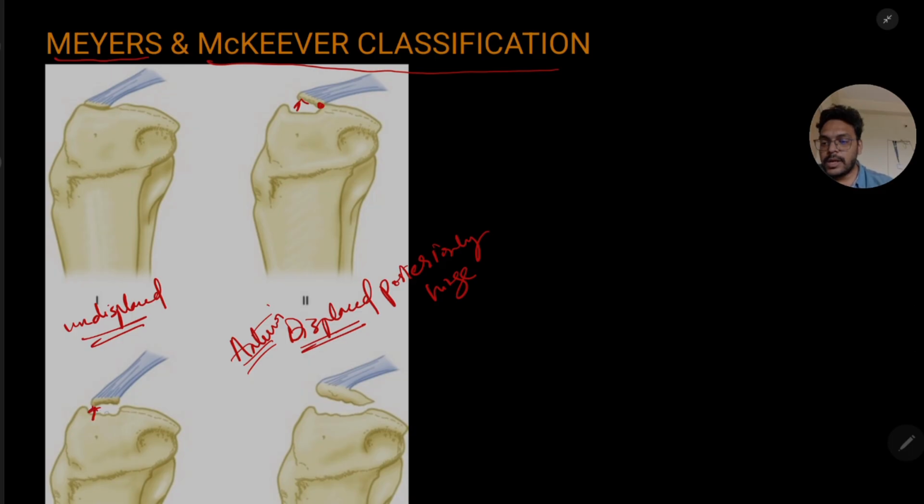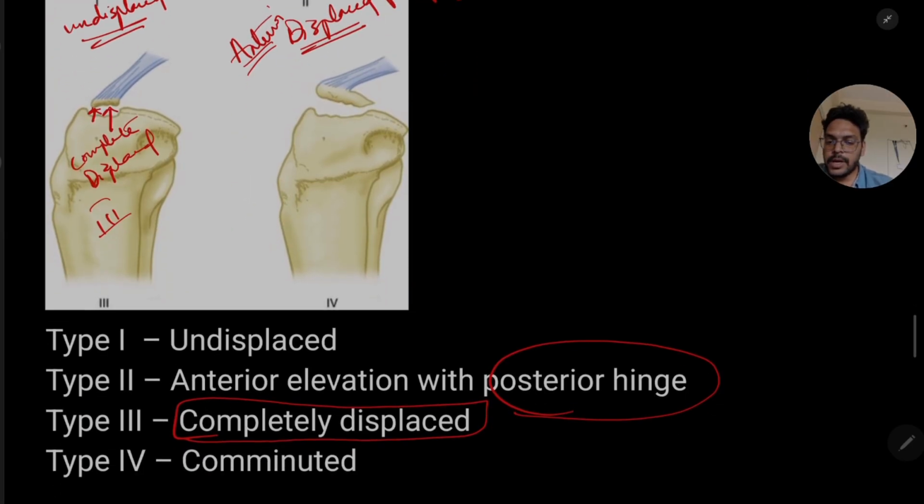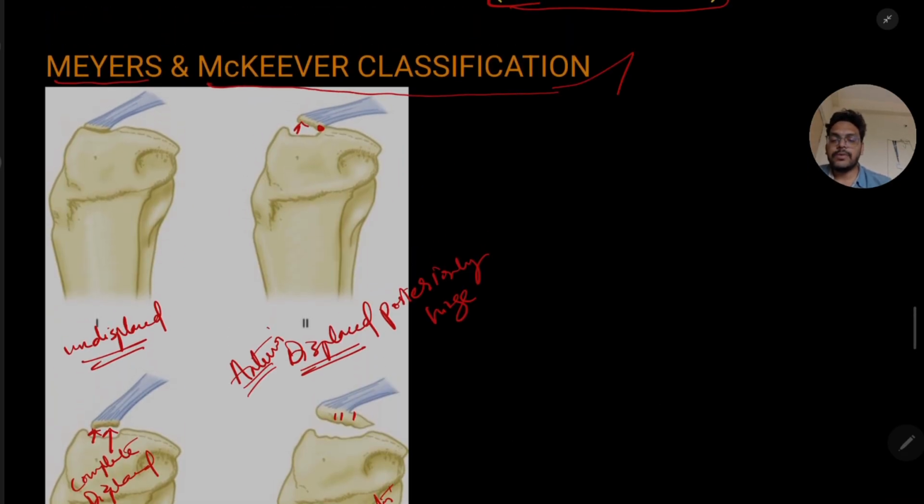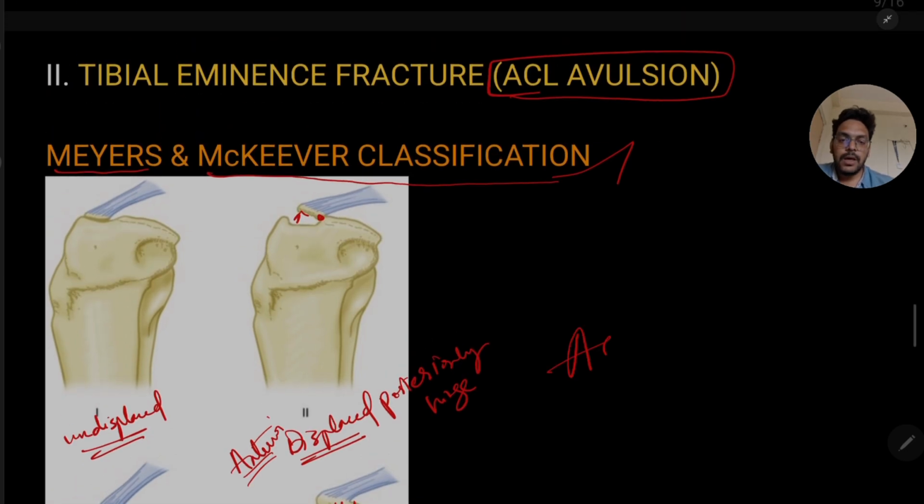If it is displaced both anteriorly and posteriorly, it is a completely displaced fracture, which is type 3. Type 4 is a comminuted fracture. If the fracture is comminuted, then it is type 4. This is the Meyers and McKeever classification for ACL avulsion at the tibial eminence.